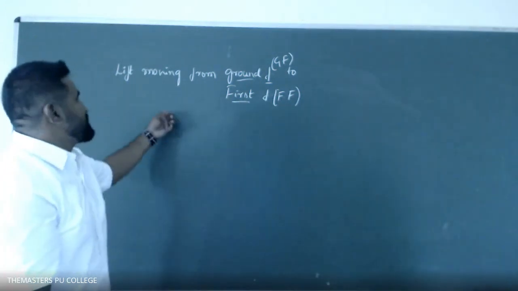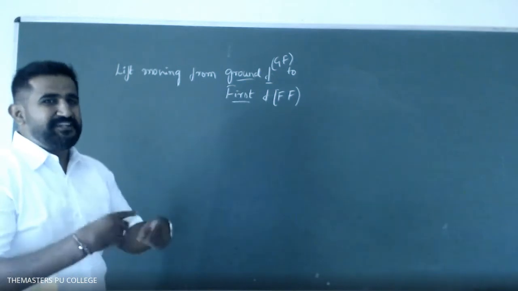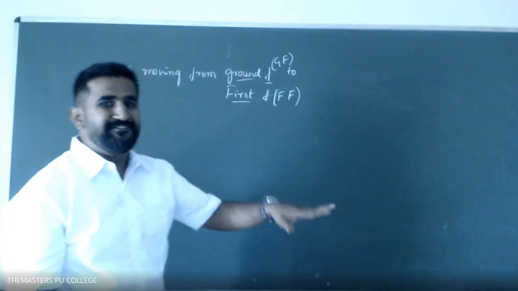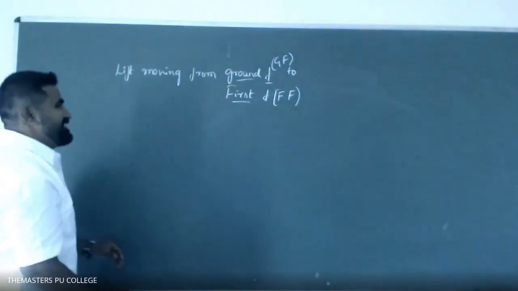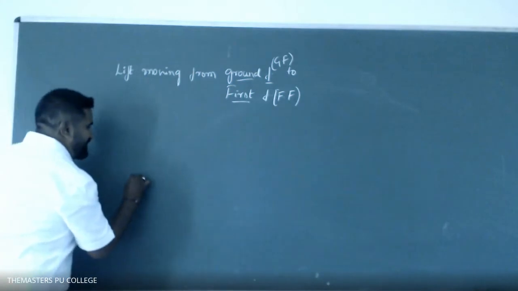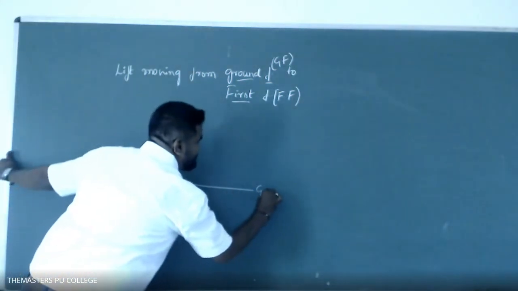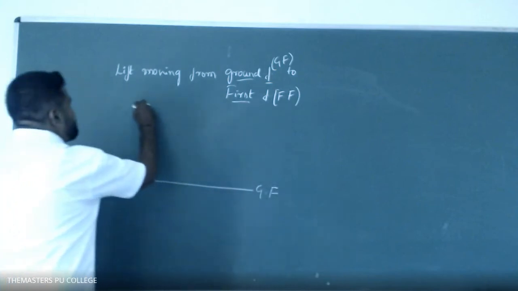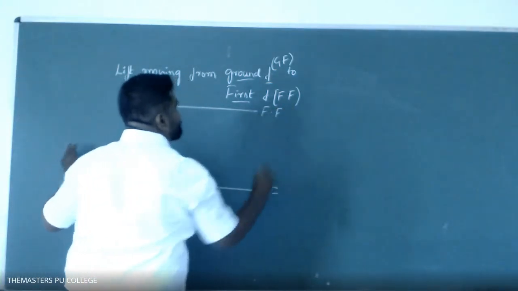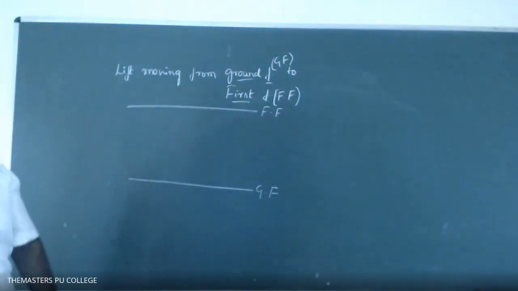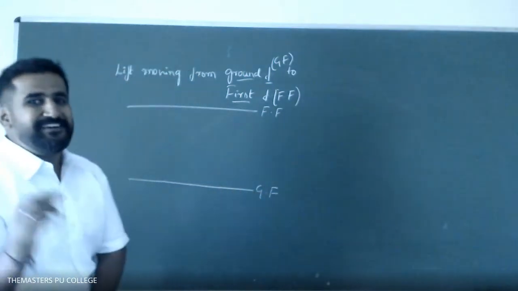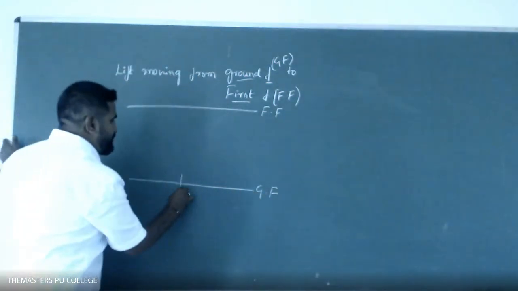Get back. So the lift moves. It is moving from ground floor to first floor. Let me write ground floor GF and first floor FF. Let's analyze. There is nothing difficult here. It is very simple. We will try to understand what this is.